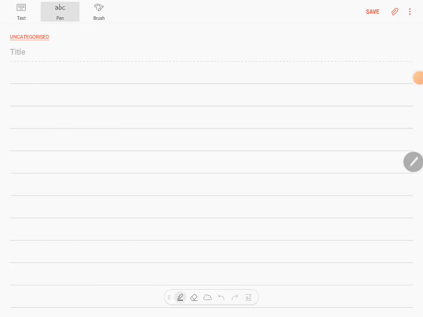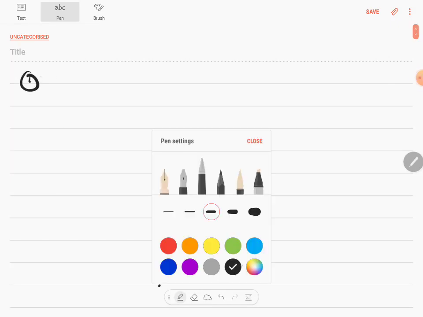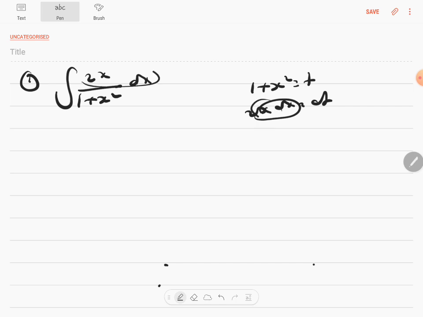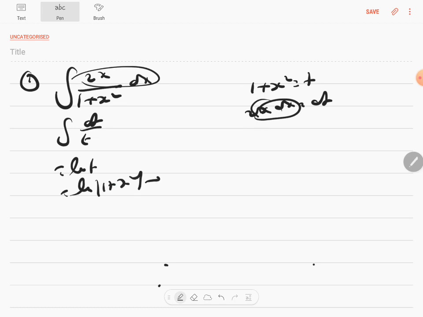Say 7.2. I'm trying to record that whole thing because the old JEE NEET YouTube video doesn't have all the sums in it. Integral of 2x by 1 plus x square dx. Let 1 plus x square be t, so 2x dx becomes dt, and 2x dx itself is there. So it's dt by t, which is log t, which is log of mod of 1 plus x square plus c. So let's go to the second question.